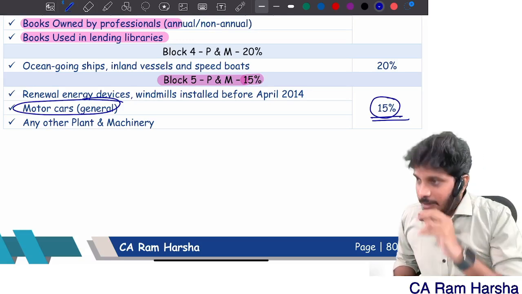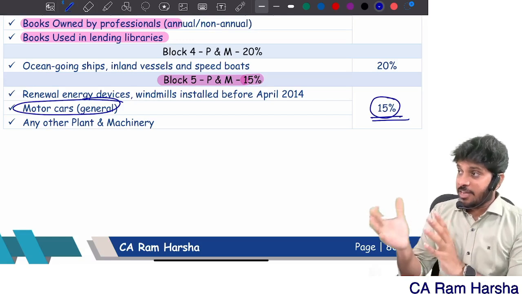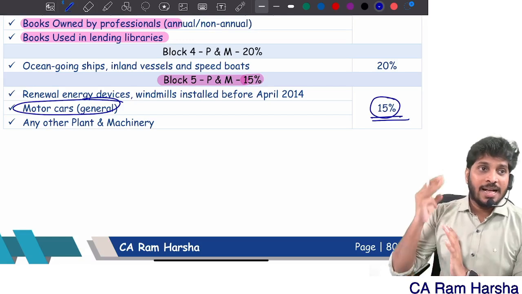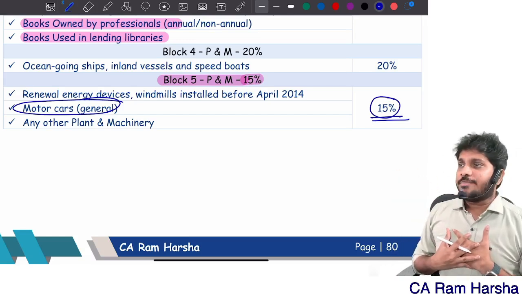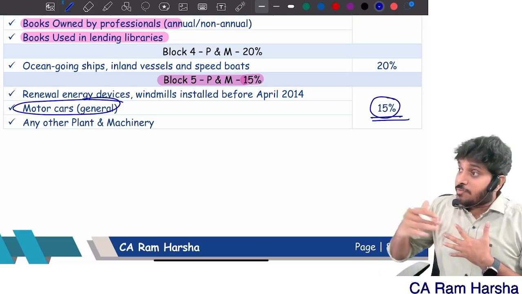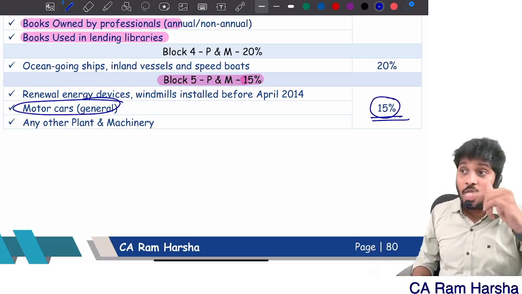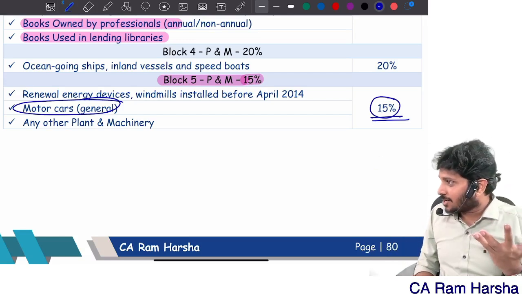Are you confident? Now, suppose mine is a car renting company and we bought cars. What is the block rate of depreciation? 30%. Sir, I am the owner of a car trading company, but I have a car for my traveling purpose, business purpose. I am not renting this car. Then on that car? Exactly. Are you getting the point?